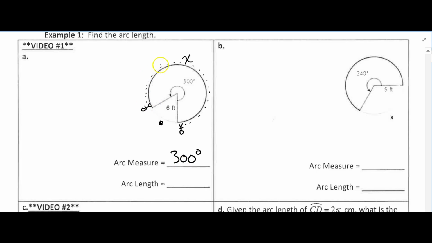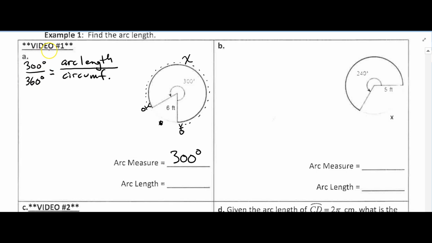Now I want to find the actual distance that I covered as I walked there. So we're going to set up a proportion. We know that the arc is 300 degrees out of a total of 360 degrees. So this is going to represent the arc length out of the entire circumference. So let's go ahead and reduce 300 over 360.